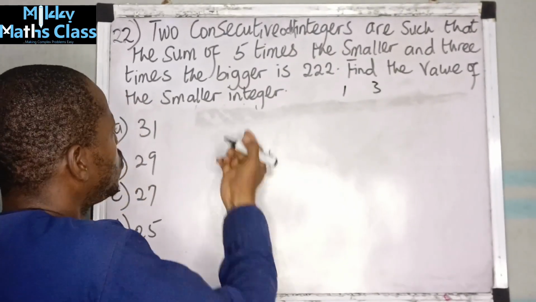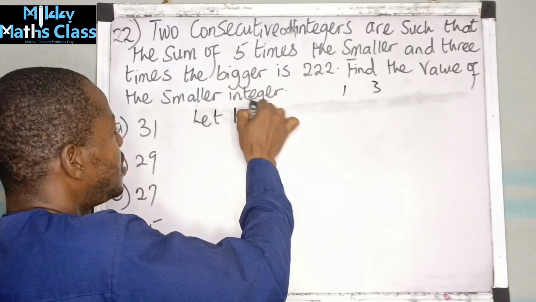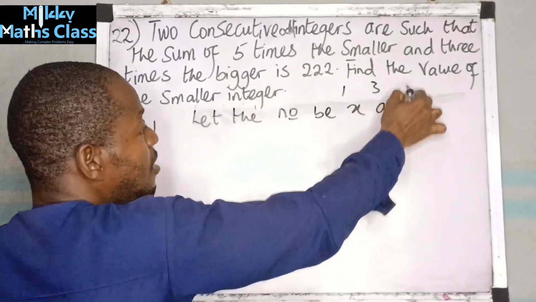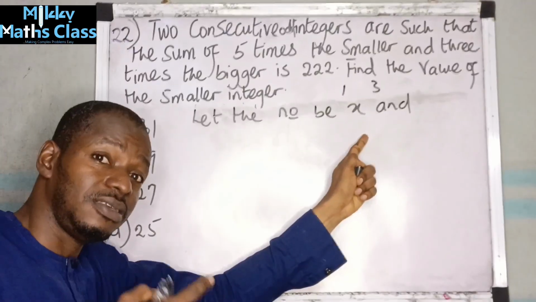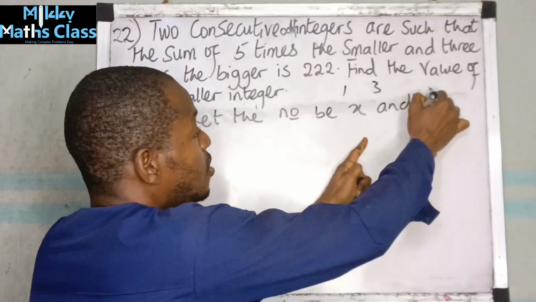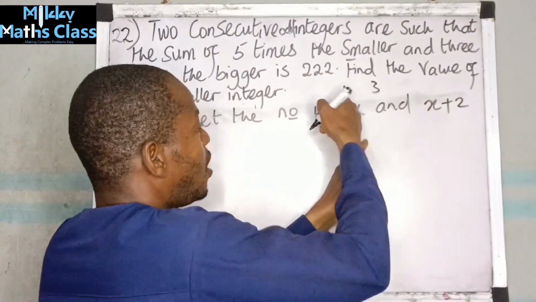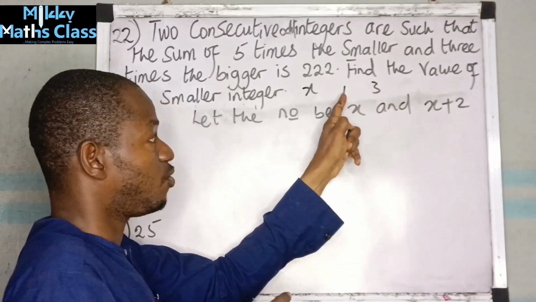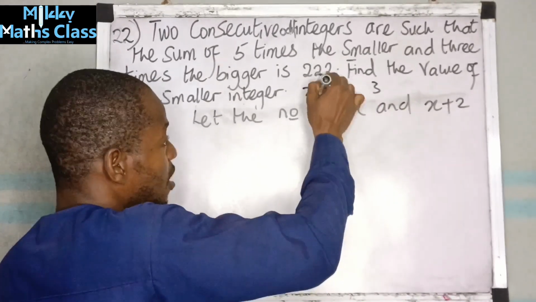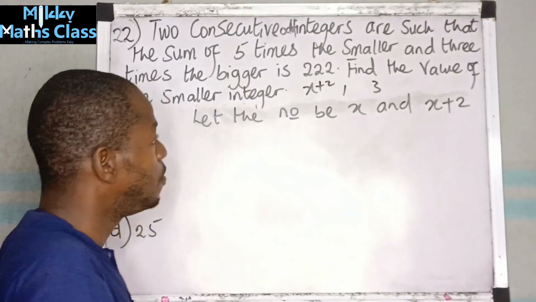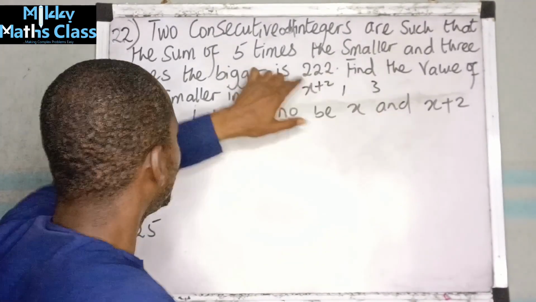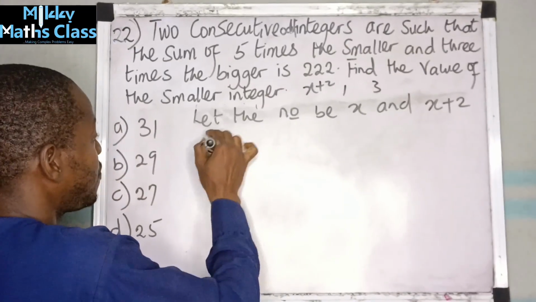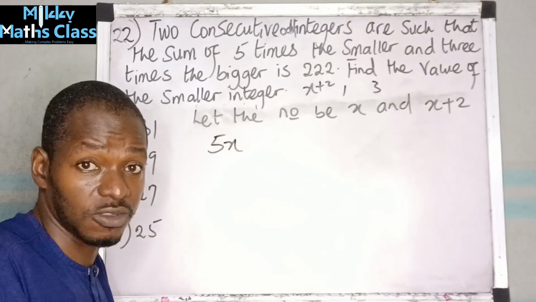So I'll say let the numbers be x, and because they are odd integers, the second one will be x plus 2. Look here, assuming this one is x, if I want to get 3, I will say 1 plus 2. So x plus 2. Now, having identified the numbers, we are told that 5 times the smaller, that's 5 times x. 5 times the smaller will be 5x.